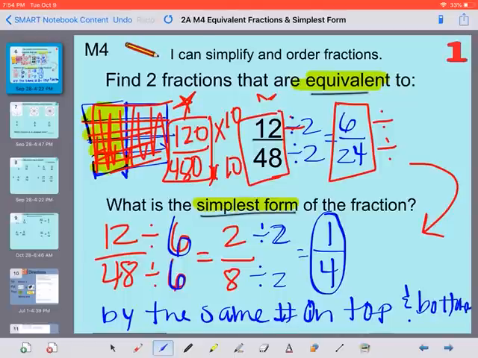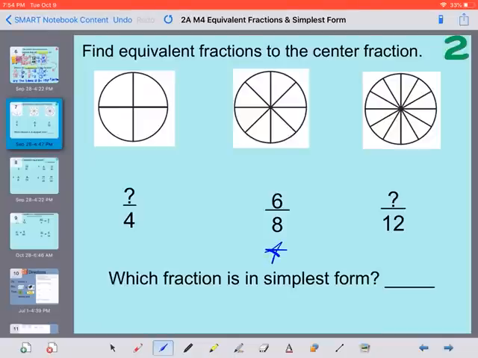And our math words for that would be our numerator and denominator. So let's take a look at a couple pictures. It says find equivalent fractions to the center fraction. So they're giving us 6/8 to start. We need to figure out what are two equivalent fractions that are equal to 6/8.